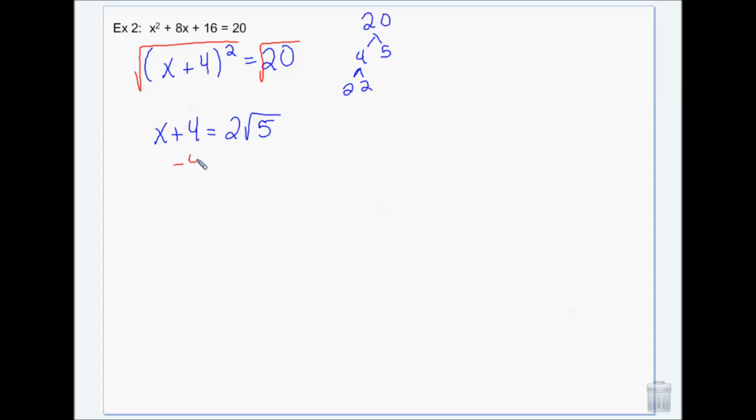I'll subtract 4 from both sides. Oh, sorry, and that's plus or minus 2. Don't forget that. And so I'm going to get x is equal to negative 4 plus or minus 2 times the square root of 5.